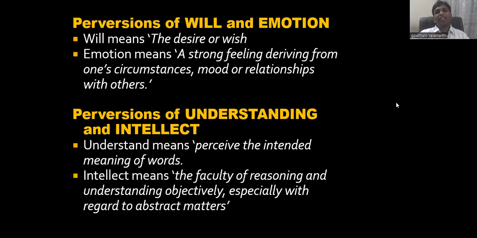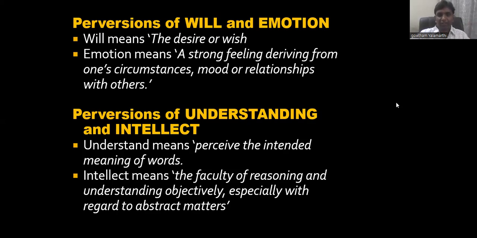Emotion means a strong feeling deriving from one's circumstances, mood, or relationship with others. The desire or wish, as we discussed earlier. Emotion, a strong feeling deriving from one's circumstances. The circumstances may be anything. Mood or relationship. Perversion of understanding and intellect. Understanding means to perceive the intended meaning of words. Intellect means the faculty of reasoning and understanding objectively, especially with regard to abstract matters.